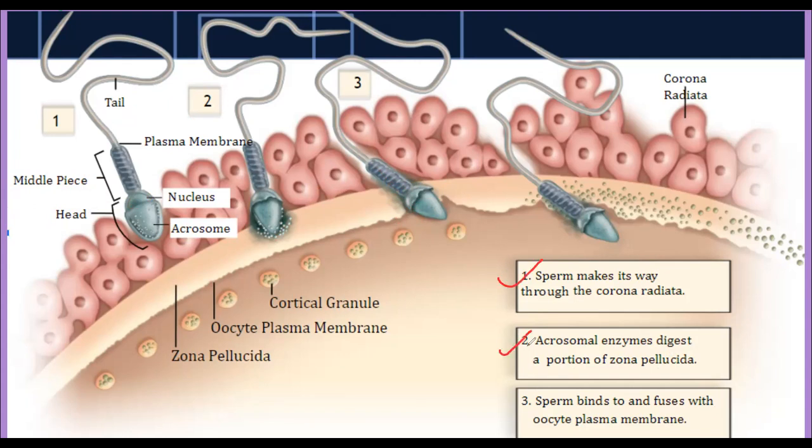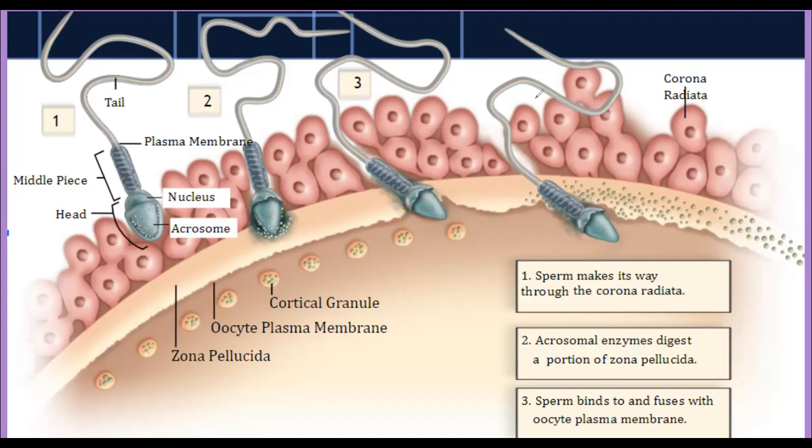So this is with the help of the diagram. I hope you can comprehend and things are much clearer now. Step number 1, making way through the corona radiata. Step 2, releasing the enzyme, which will clear some portion of the zona pellucida. Then both the membrane of the sperm and the plasma membrane of the oocyte will bind to one another and fuse, so that whatever inner DNA material is there will be released.